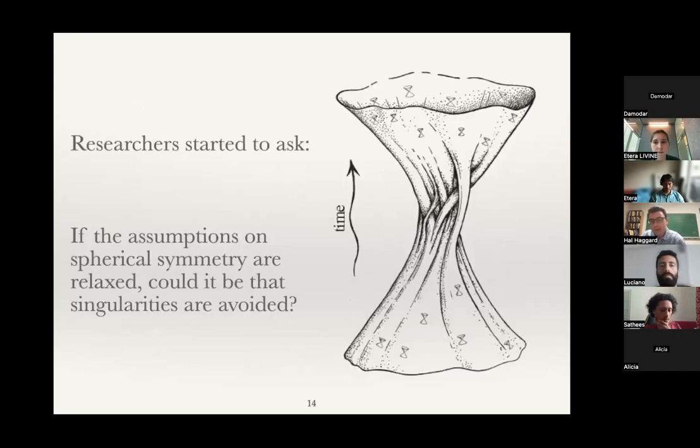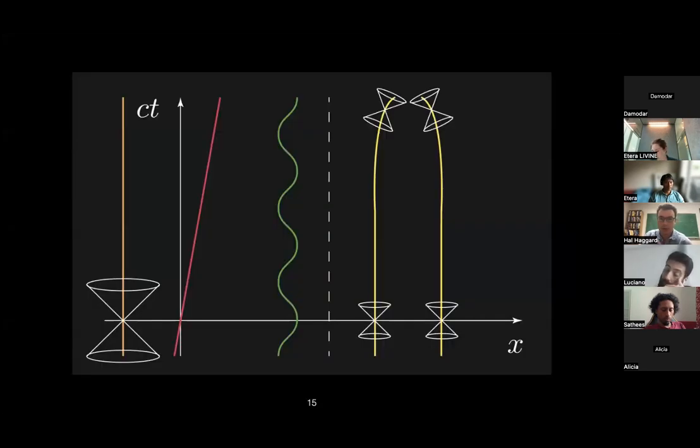After this Oppenheimer-Schneider result, researchers started to ask if, when the assumption of spherical symmetry that they made was relaxed, maybe singularities are avoided. Maybe gravitational collapse doesn't generically lead to a singularity. And here again is a beautiful Penrose illustration. If you started out with a complicated distribution of matter with no intrinsic symmetry, maybe that distribution of matter clumps in a complicated way that comes back out and you never form a central singularity. That question was on people's minds, and Penrose came up with a way of addressing it.